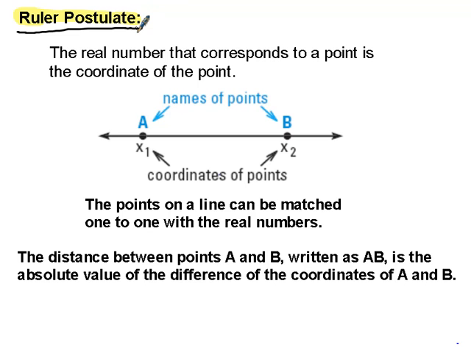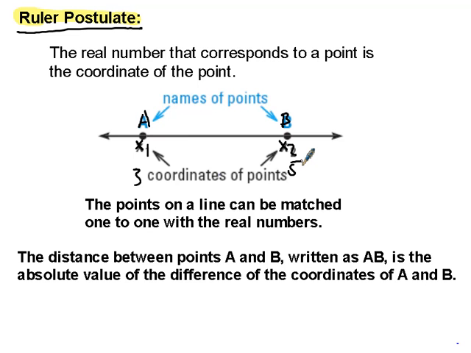The ruler postulate says that the real number that corresponds to a point is the coordinate of the point. So this is point A, and it has a coordinate of x1. It might be, for example, 3. This is called point B. It has an x coordinate and it could be, for example, 5. So every point that has a name has a coordinate value also. It can be matched 1-to-1 with a real number. So, for example, 3, 5, or it could be 1.6 or 2/5.